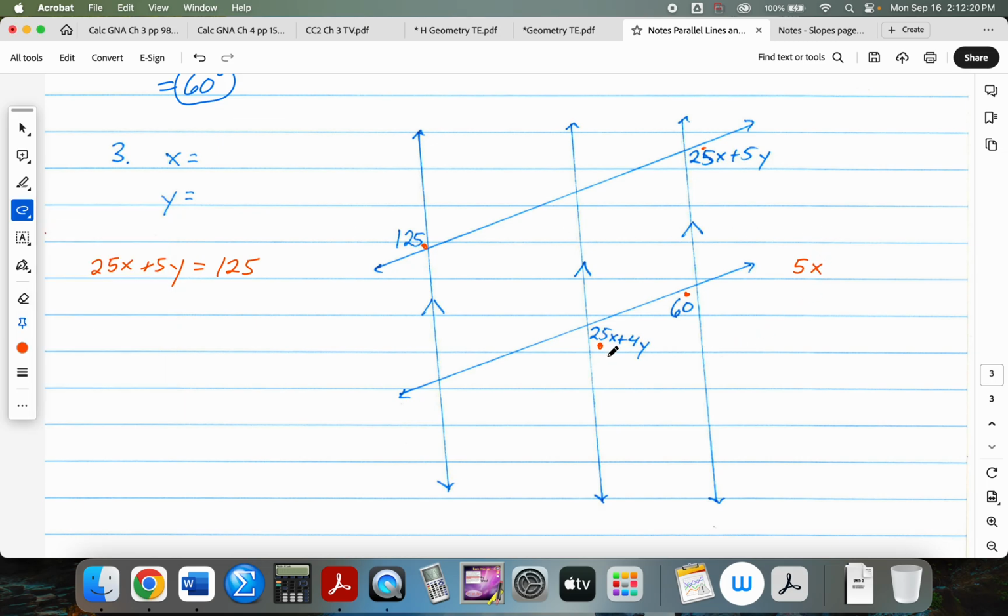If this one's obtuse, it's bigger than 90. If I look at this angle, is that angle bigger than a right angle or smaller than a right angle? It's bigger, so that's obtuse. Whereas this one, see how it's narrower? That's an acute angle. So this is going to be 25x plus 4y plus 60 is equal to 180.